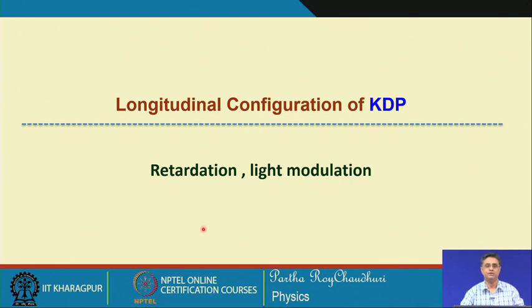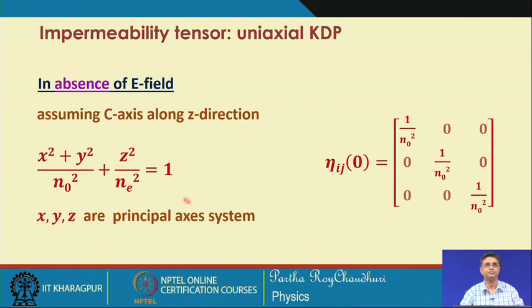We will now discuss the longitudinal configuration of the KDP crystal in terms of the retardation, and then how this retardation can be used for modulation of light. This is again very well known by now, we are very much conversant with this. Assuming the c axis along the z axis, in absence of electric field, that is the natural representation for the index ellipsoid of this crystal: ordinary refractive index, extraordinary refractive index, and we can write this ellipsoid in this form.